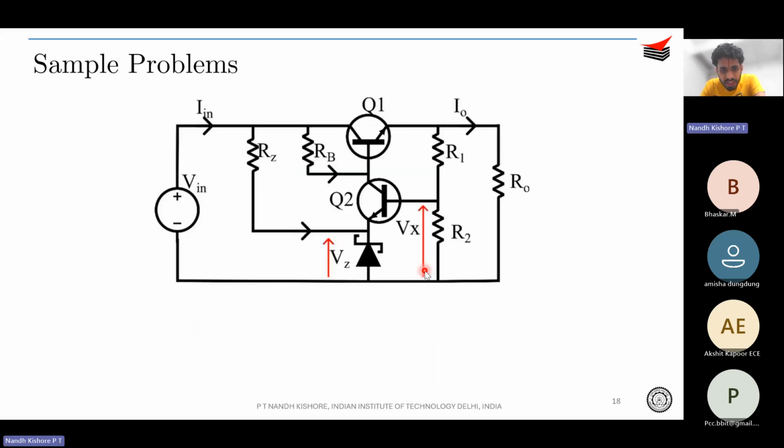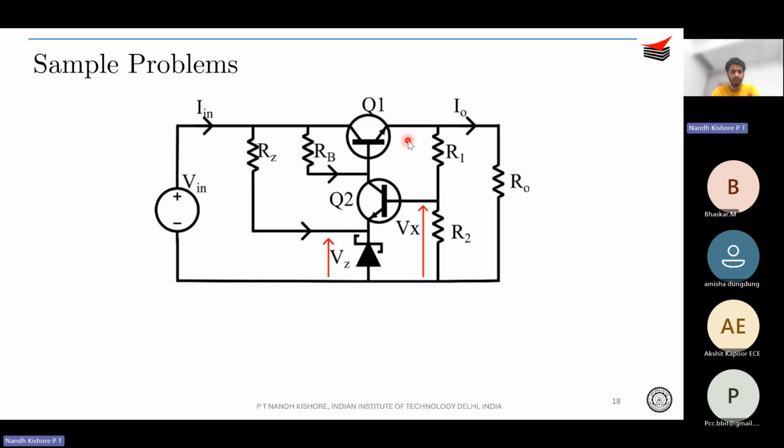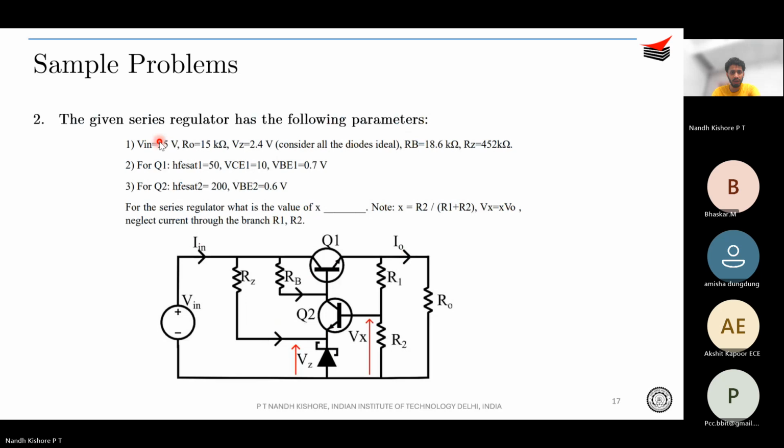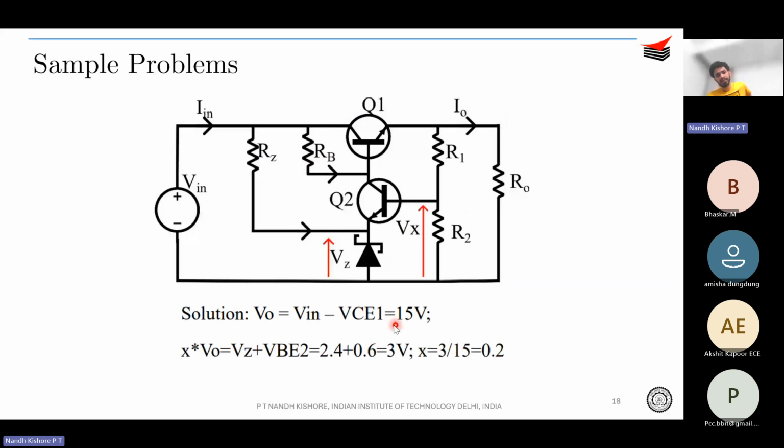So we'll just go here. You see that V naught, by applying KVL in this outer loop, you understand that V naught is equal to Vin minus VCE1. Correct? So your Vin has been given as 25, VCE1 is 10. Therefore, V naught is going to be 15 volt, right? 25 minus 10 is 15 volt. That is your V naught.